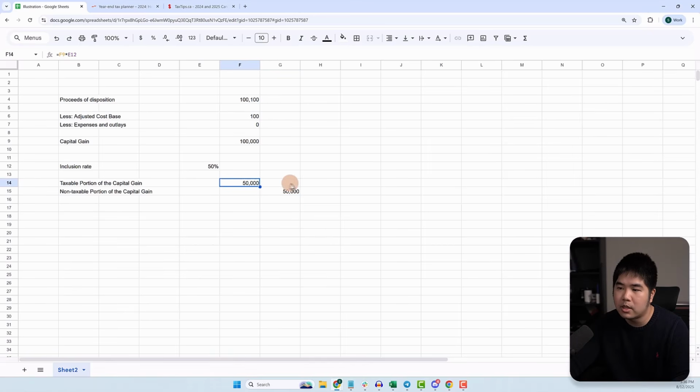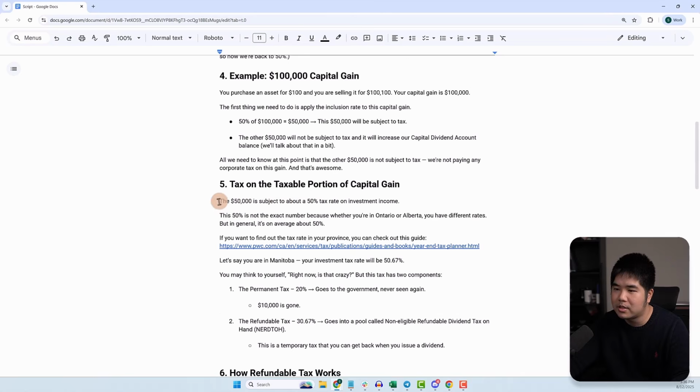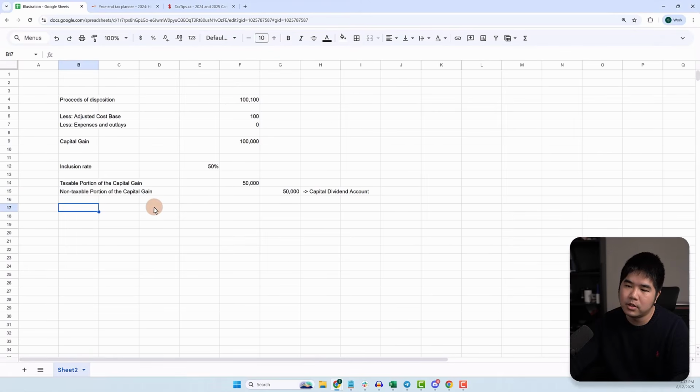So this one will be subject to tax, which we'll discuss in a bit. The other $50,000 is not subject to tax and it goes into this notional account called Capital Dividend Account, which we will discuss in a bit. All we need to know at this point is that this $50,000 is not subject to tax, which is awesome. So the next, the $50,000 is subject to about 50% tax rate on investment income. So this one is subject to tax on investment income.